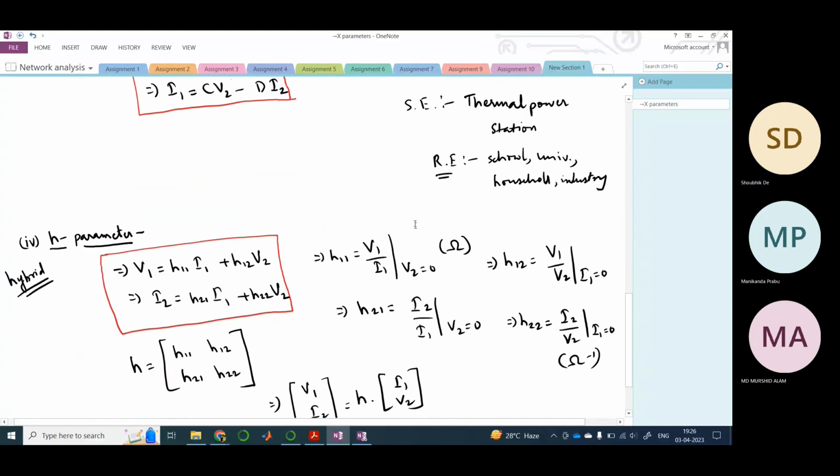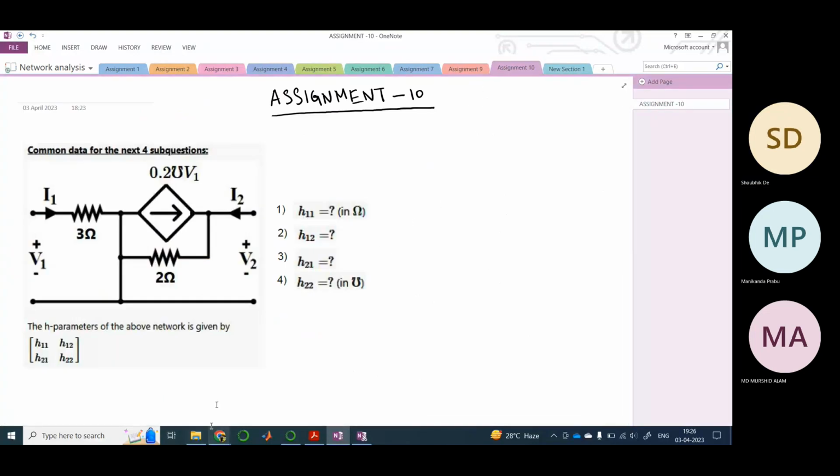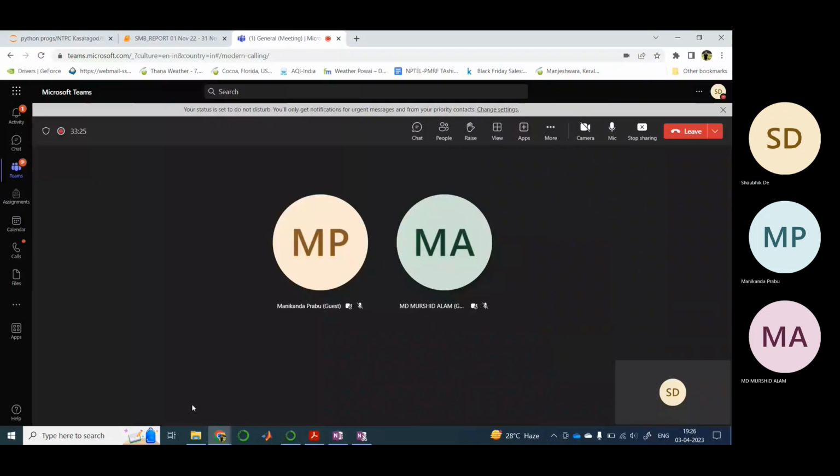That's it. So I hope this is clear. Now we will be moving to the problems of assignment 10. If you have any doubt, you can speak.